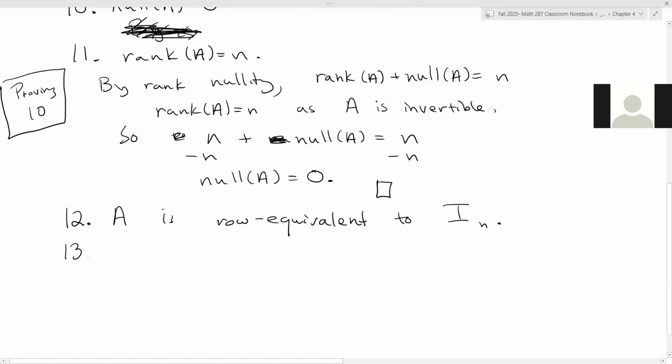And I'll add my 13th one. Determinant of A does not equal 0, right? Non-zero determinant, that one also works, okay?